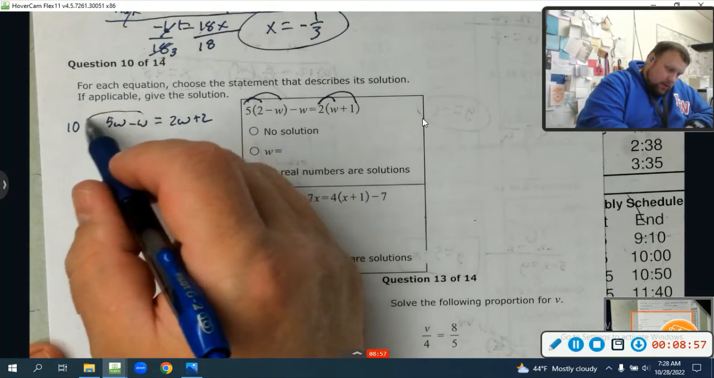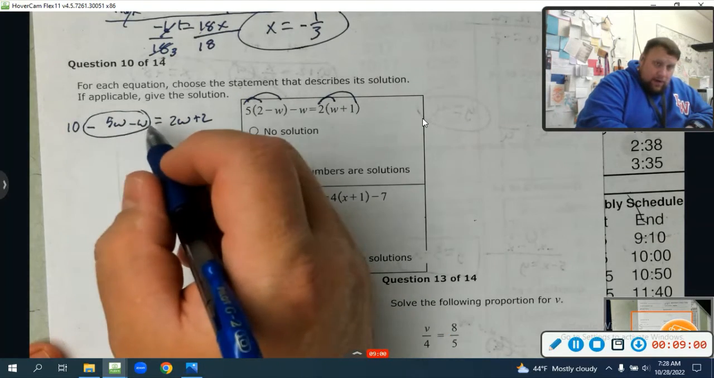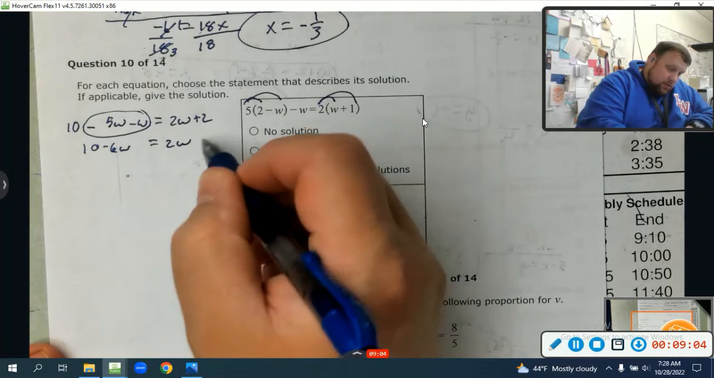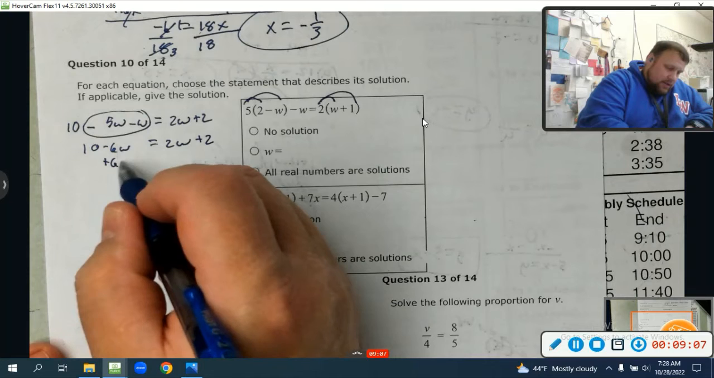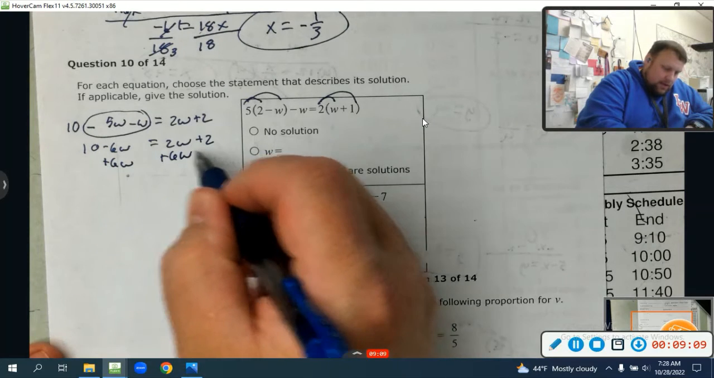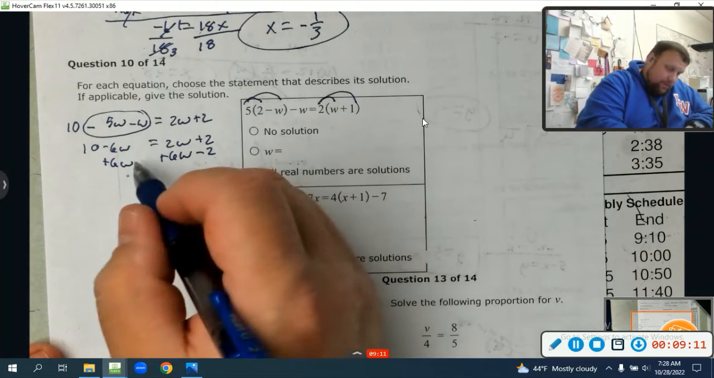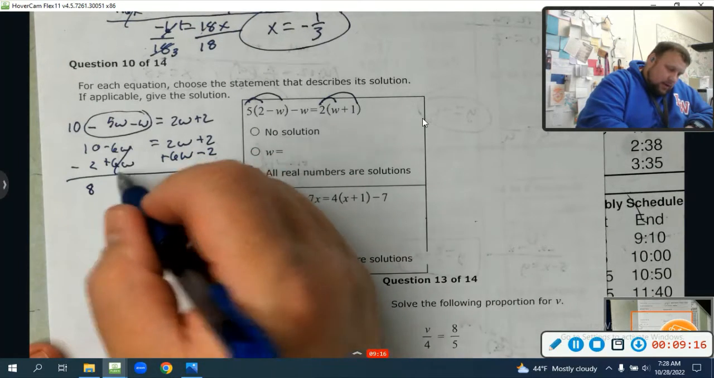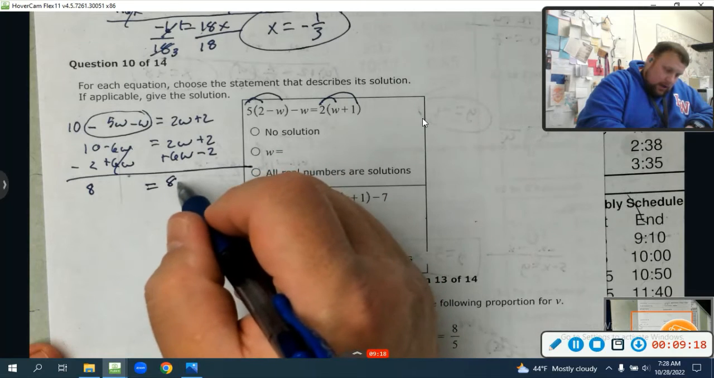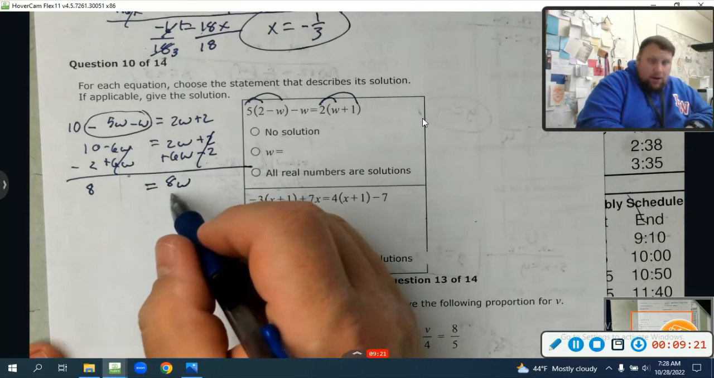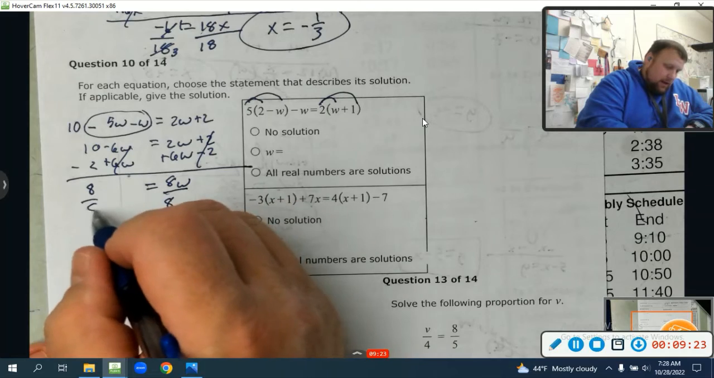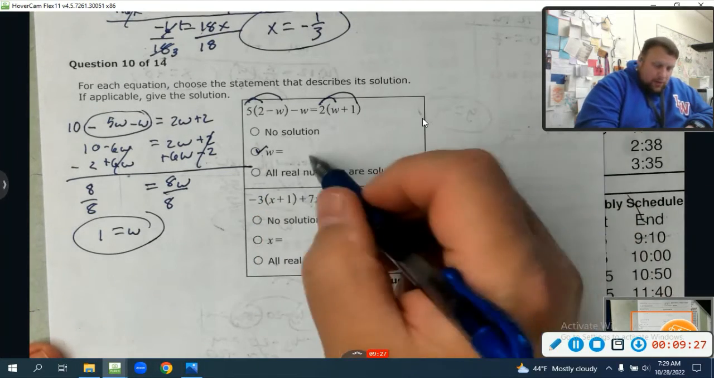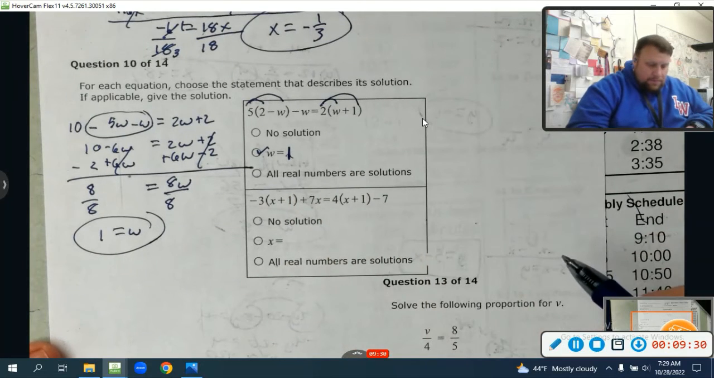Okay, so combine these, negative getting more negative, so that's 10 minus 6w equals 2w plus 2. Again, I'm going to add 6w to both sides to keep those w's positive, and then I have to subtract this 2, right? And I get 8 equals 8w. Well, this is nice. Divide by 8, divide by 8. I get 1 equals w, which means we're going to choose this one, and w equals 1. Right?